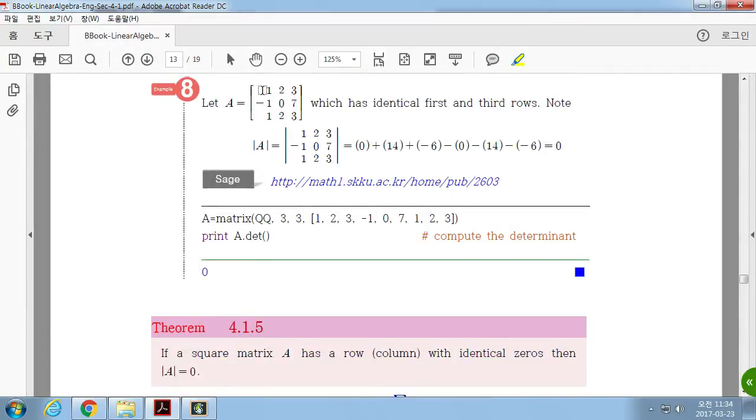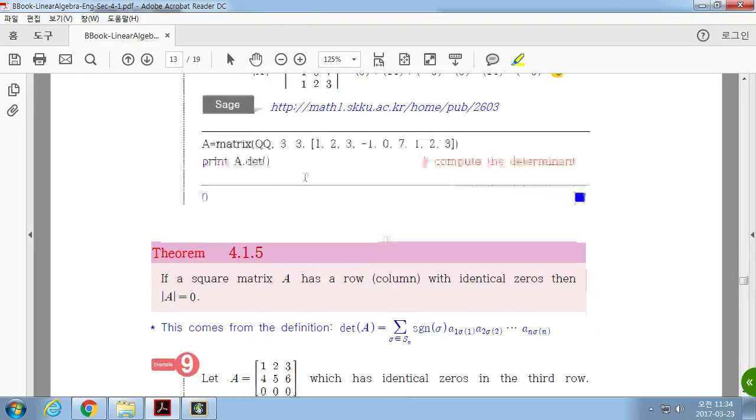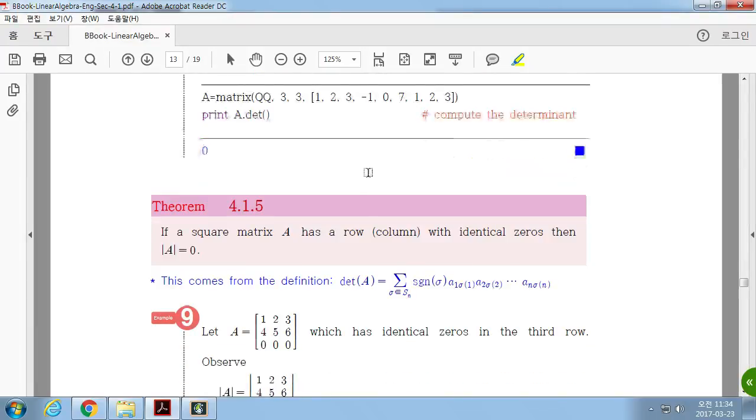Like you see, if we have two identical rows like this, then if you find the determinant, it will always be 0. You can check it easily for any matrix, because two rows are the same.